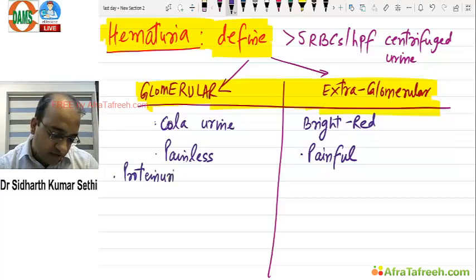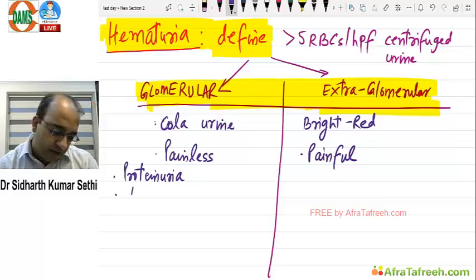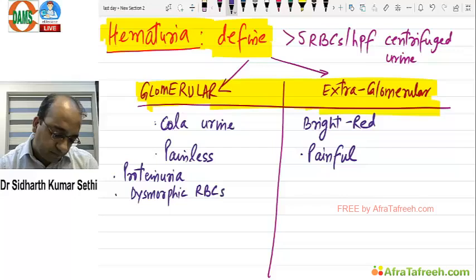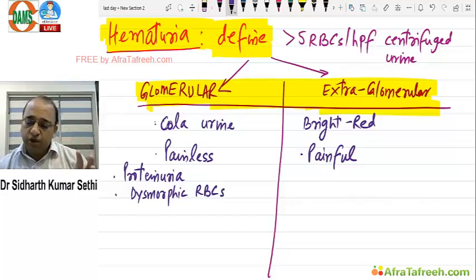It may be associated with proteinuria, and very well said by Dr. Yashika, Dr. Gupta, Dr. Deep. Dysmorphic RBCs. टूटे टूटे RBCs. So टूटे टूटे RBCs किस में मिलेंगे? Glomerular में. Because the nephron is so complex.